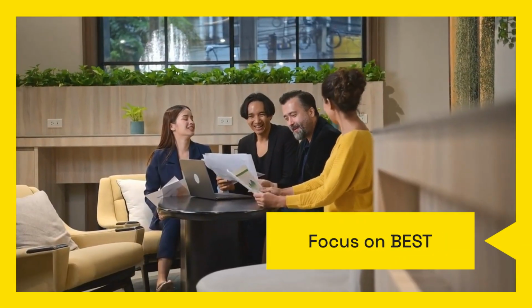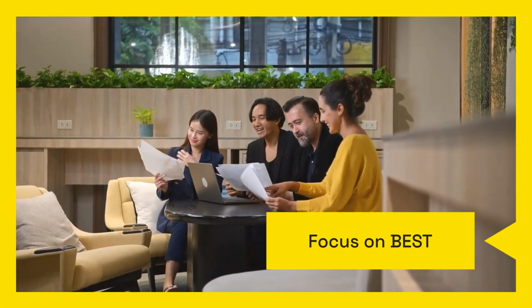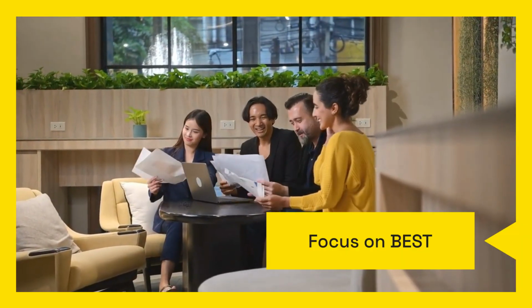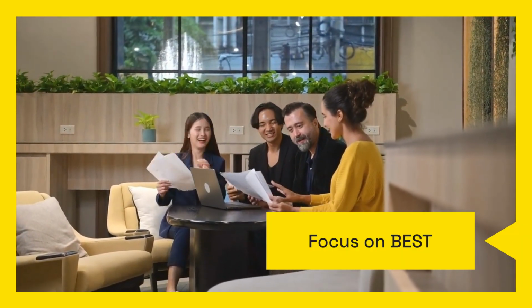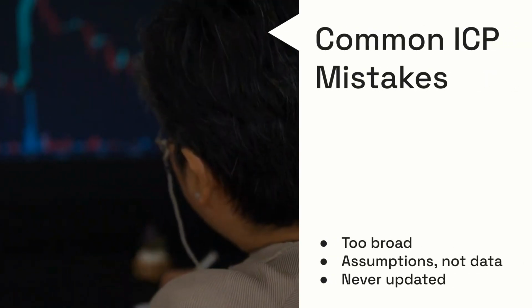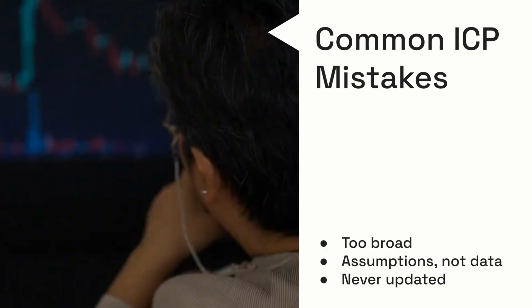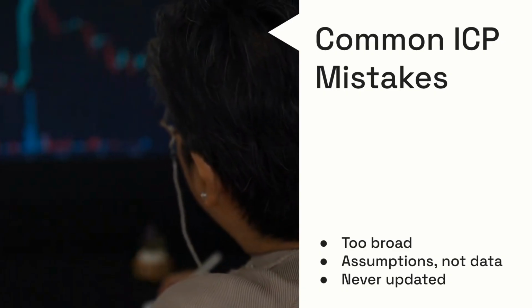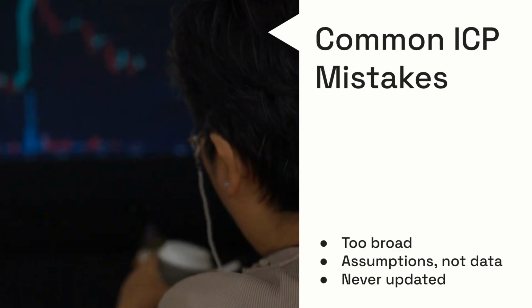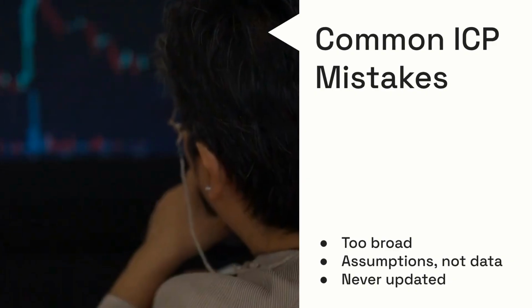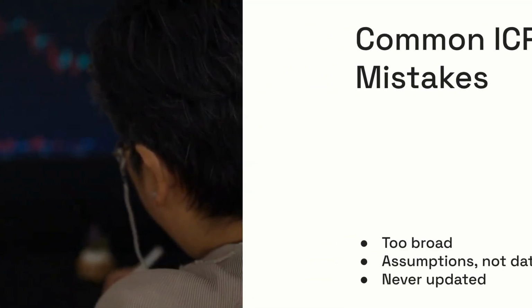The key is to build your ideal customer profile around your best customers, those who are most profitable, easiest to serve, and most likely to succeed with your product or service. Common ICP mistakes include being too broad, making assumptions instead of using data, and failing to update your ICP regularly. The result? Unqualified leads, tire kickers, and deals that just don't close. This leads to frustrated sales teams and a lot of wasted time and money.